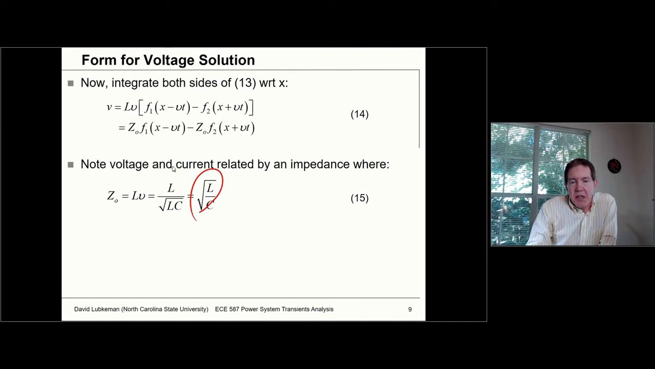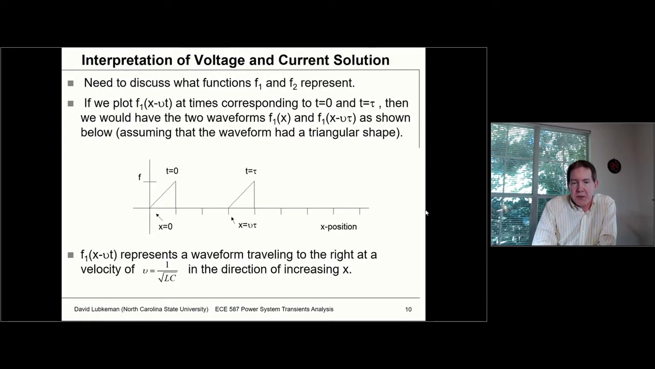Then basically that's going to relate to voltage by the characteristic impedance. And you can see in that first term it's a positive impedance, in that second term it's a negative impedance. So what's the interpretation of what F1 and F2 represent?